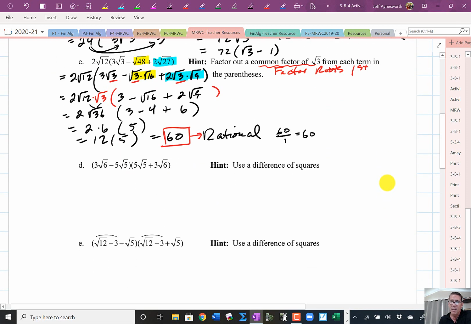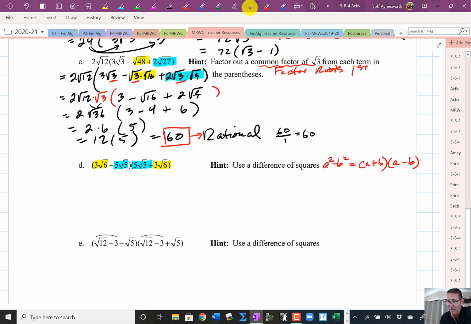All right. Now let's try the next one here. We've got a sum and a difference. The difference of squares, just so you know, is a squared minus b squared, and that's equal to a plus b times a minus b. So the question is, is this the sum and difference of the same terms? Let's analyze it. 3 root 6, 3 root 6, 5 root 5, 5 root 5. So it is a difference of squares because it's a sum and a difference.